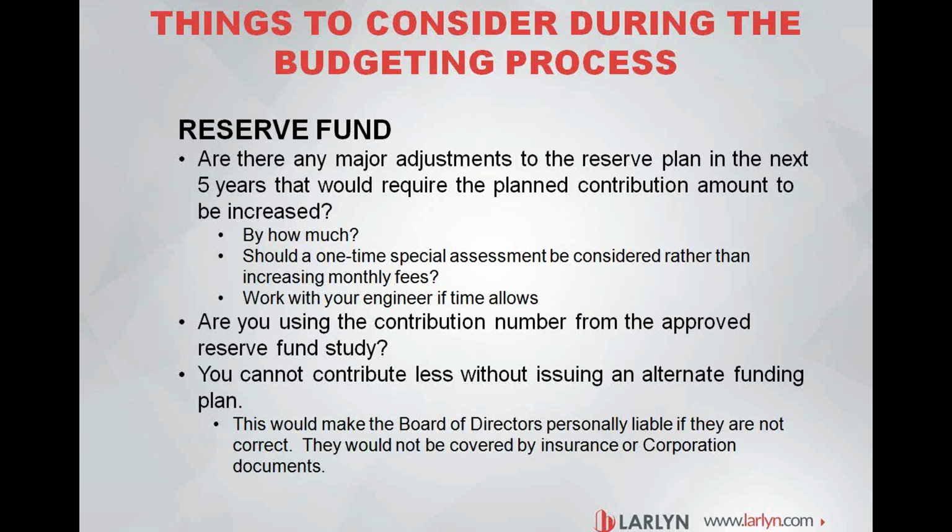Also, are you using the contribution number from the approved reserve fund study? The reserve fund study is done every 3 years, and it's identified per that plan what the contribution needs to be for the next 3 years. You need to contribute whichever that number is. You can absolutely go higher. You cannot go lower. You cannot contribute less without issuing an alternate funding plan.